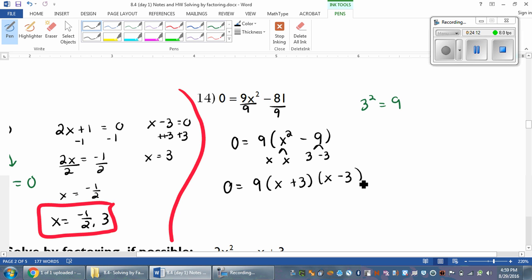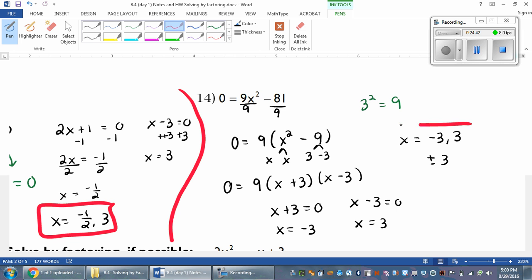So here we're going to write your equations and set them equal to 0. Hopefully you know this by now that we are going to ignore this 9 since there's no variable attached to it. I'm just going to set x plus 3 equal to 0 and x minus 3 equal to 0. From here, subtract 3 from both sides. X equals negative 3 and x equals positive 3. So my two solutions, again, you can write it as negative 3 comma 3 or plus or minus 3. I will accept both answers.